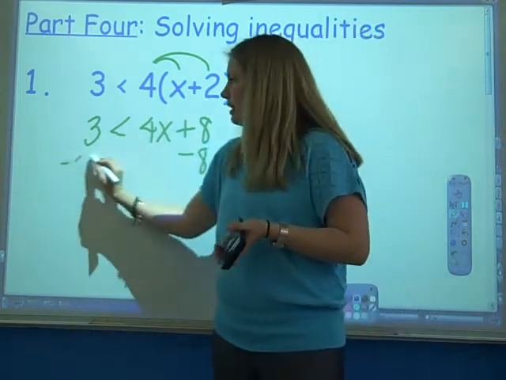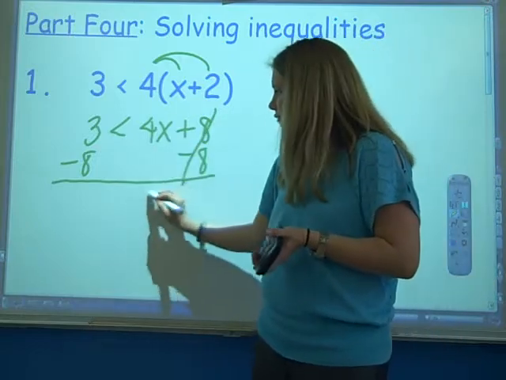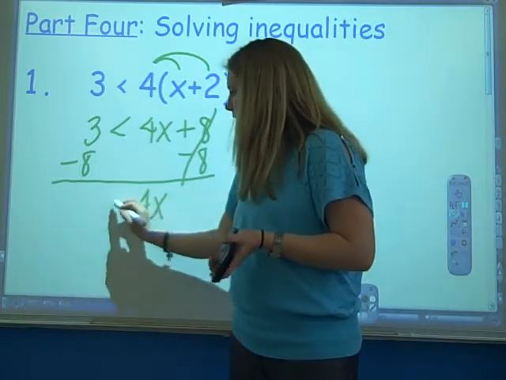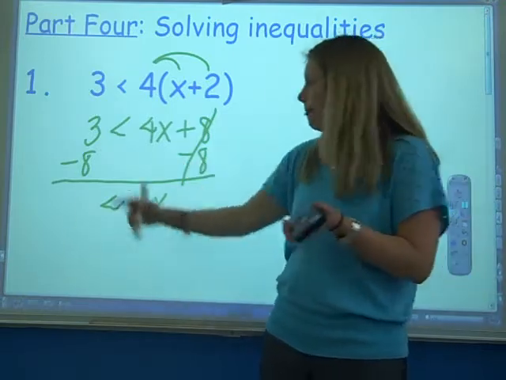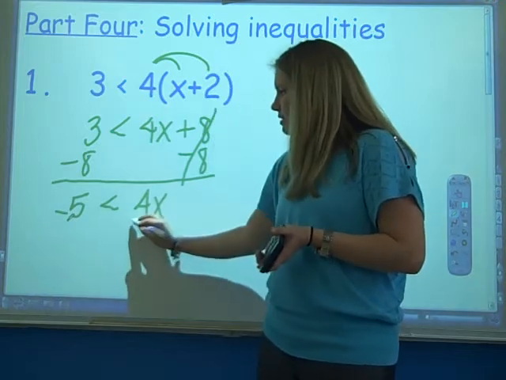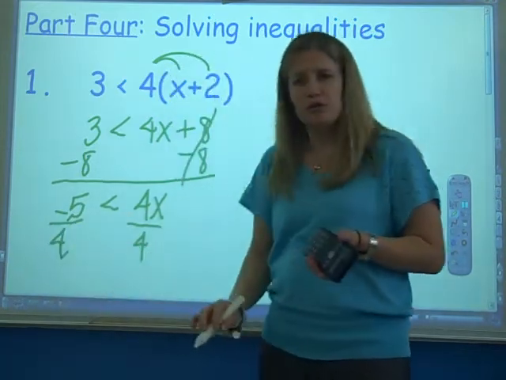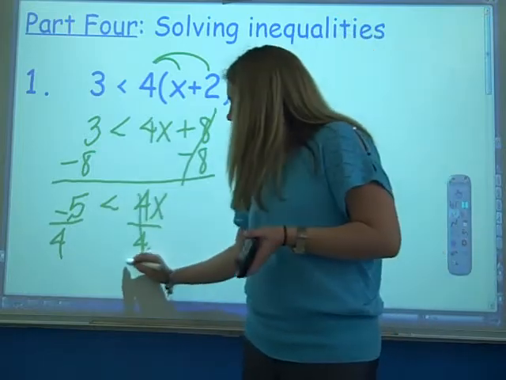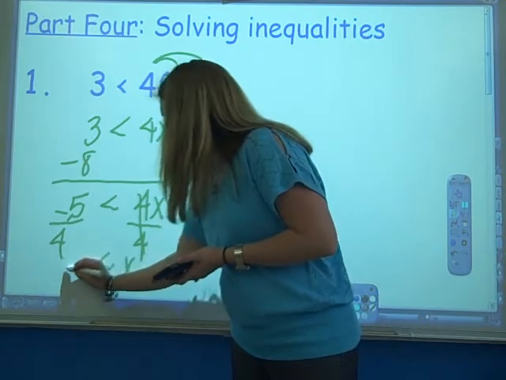Subtract 8 to both sides. It's like a 2-step inequality here. Cancel it out. I have 4x. Bring down my sign because I did not multiply or divide by a negative. I subtracted. 8, 3, take away 8, negative 5. Divide both sides by 4. I am not dividing by a negative, so I do not flip the sign. I get x that way. When I do, I get negative 5/4.